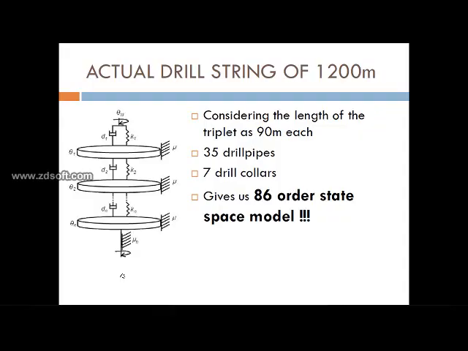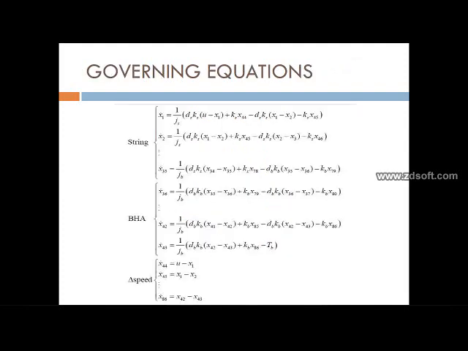Going back to the actual drill string, we consider a 1200 meter drill string, and considering the length of a triplet as 90 meters, there would be 35 drill pipes required and 7 drill collars, which gives us an 86 order state space model, which is quite complicated and very difficult to implement any control strategy on.